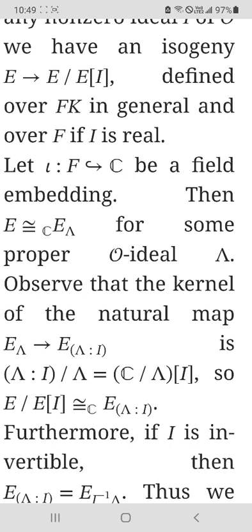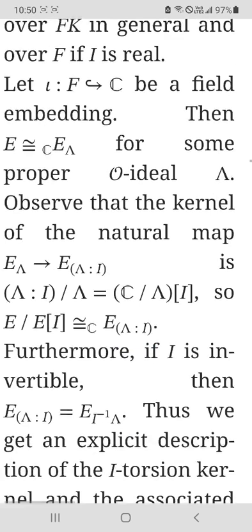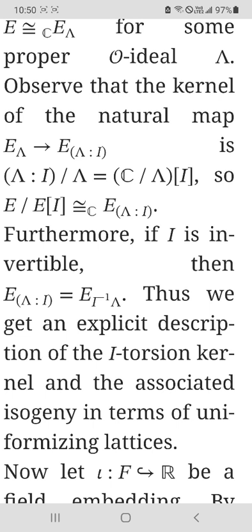So E quotient by E[I] is isomorphic to E_(lambda : I). Furthermore, if I is invertible, then E_(lambda : I) is equal to E_(I inverse lambda).